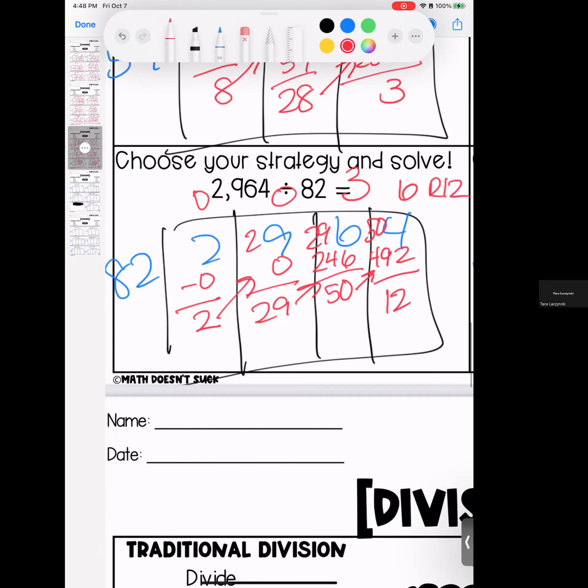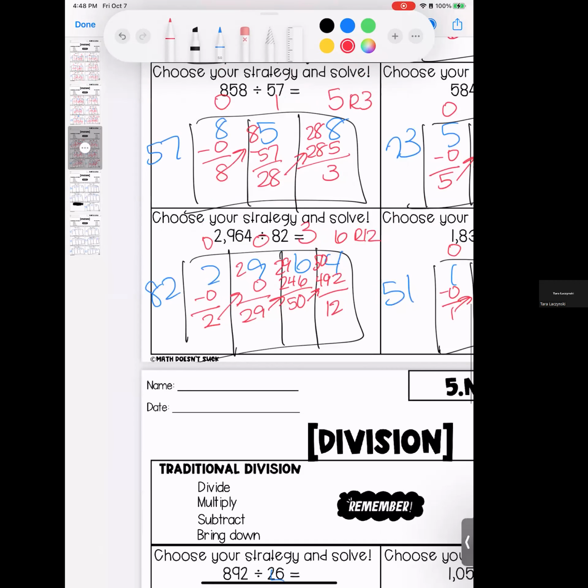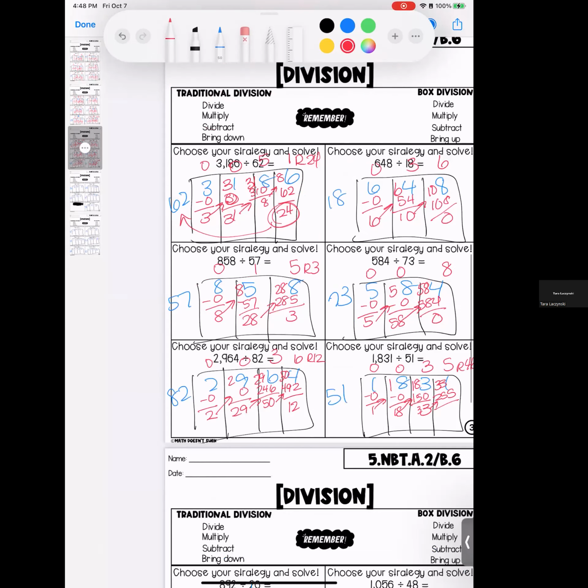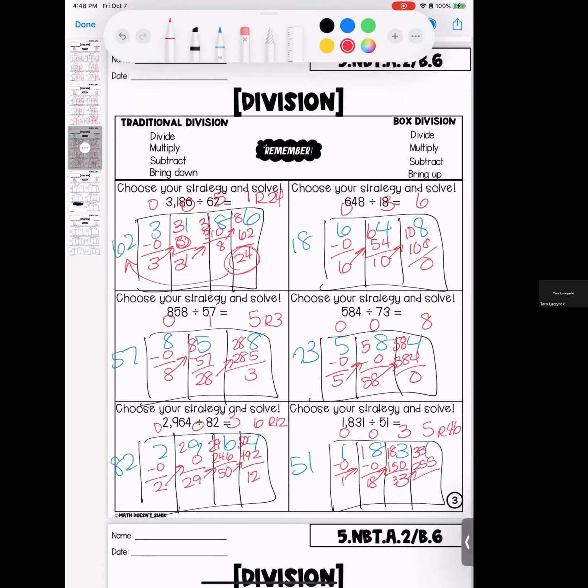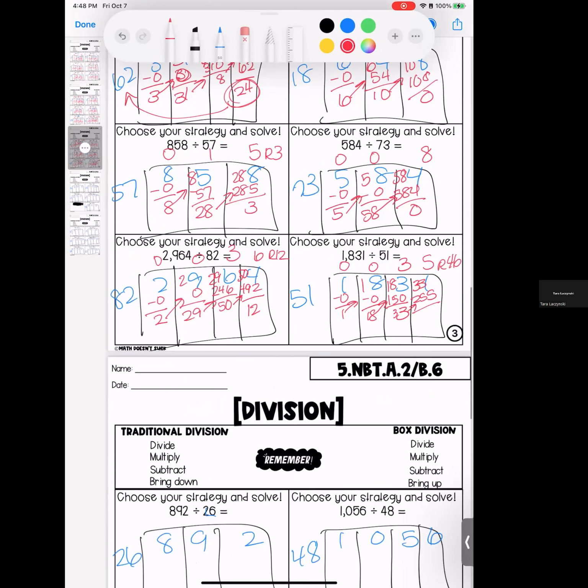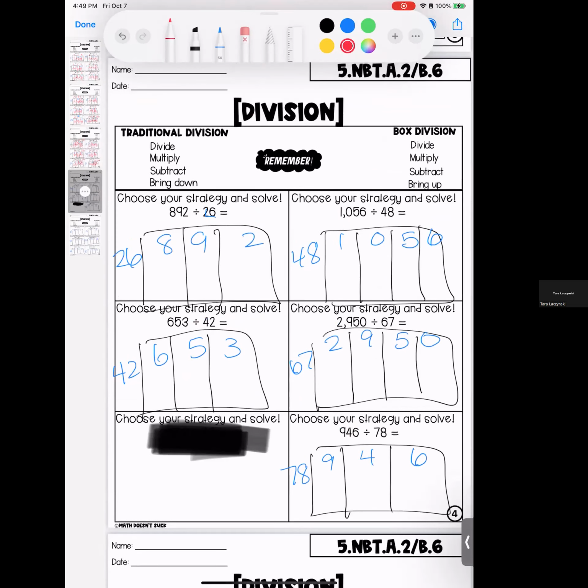That brings us to the end of page number 3. If you have any questions, please bring them with you to class. All right, loves, let's dive into page 4. We are almost there. Almost there.